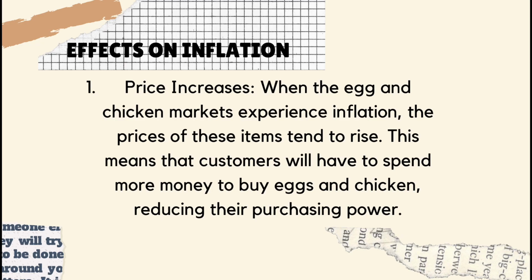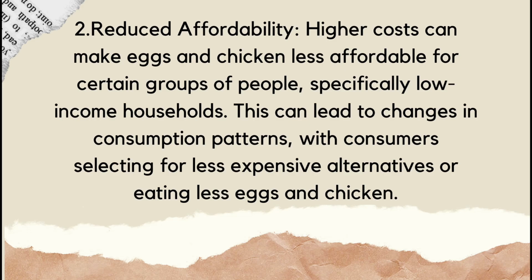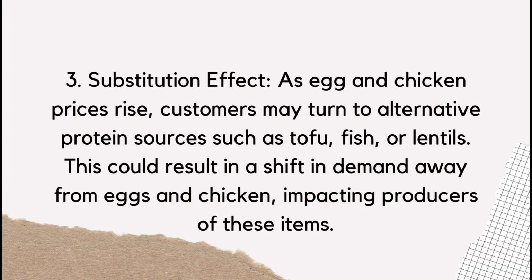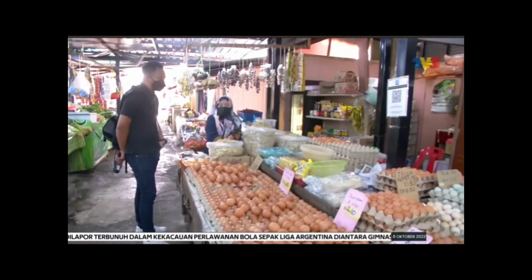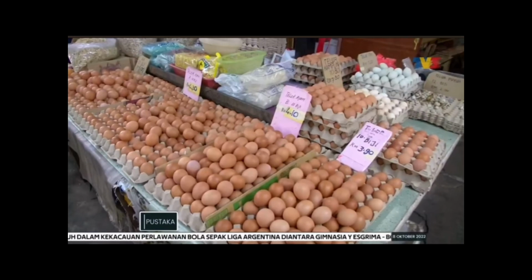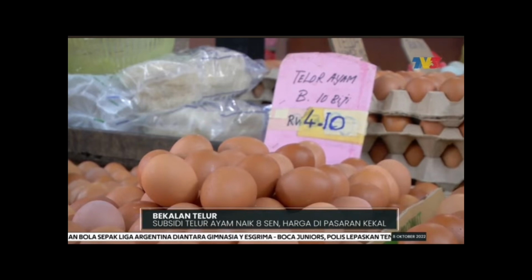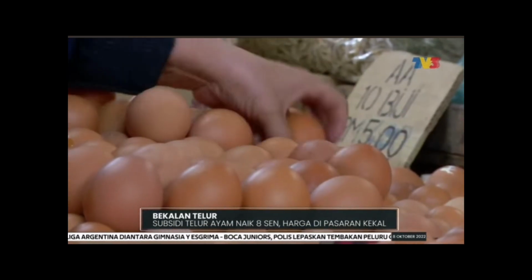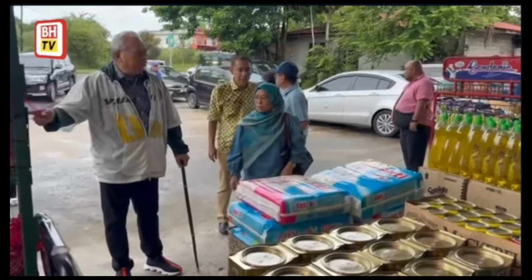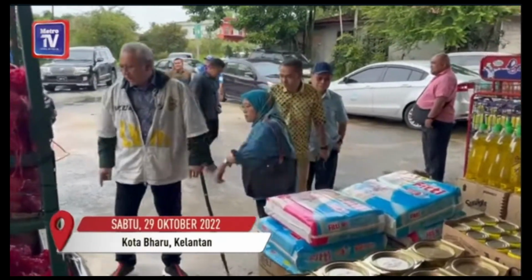Next, I will talk about how inflation can have an impact on the price of chicken and eggs, as it affects the overall cost of production, transportation, and distribution of these goods. Here are some ways inflation can influence chicken and egg prices. When the egg and chicken market experiences inflation, the price of these items tends to rise. This means that customers will have to spend more money to buy eggs and chicken, reducing their purchasing power.